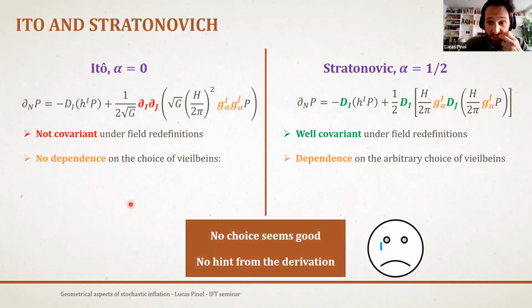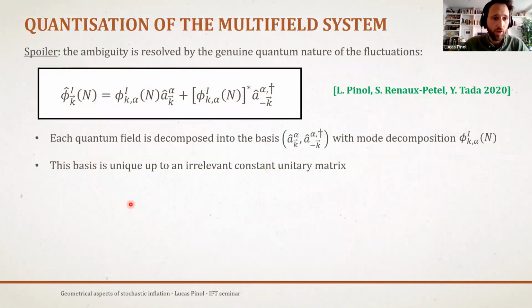That was the depressing state in which we were at the end of our first paper on the topic. Now I want to tell you how we solved this problem. We understood that the Stratonovich prescription was a good one. The idea is that the ambiguity in the choice of the field vielbeins is completely resolved when you try in practice to do the computation and compute the noise amplitude in multifield inflation. Indeed, if you want to compute the power spectrum of your fluctuations, what you need to do is to quantize them. You have no choice.